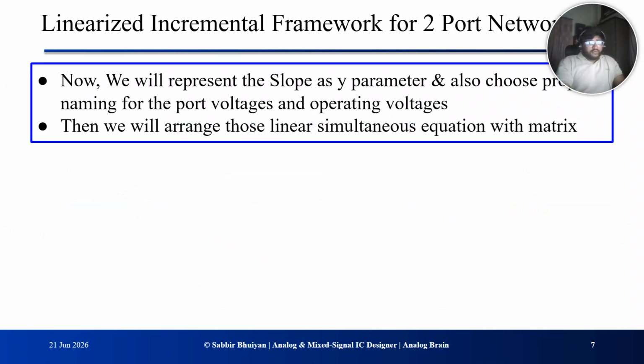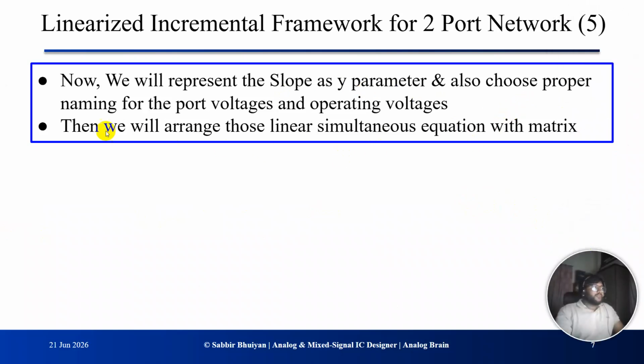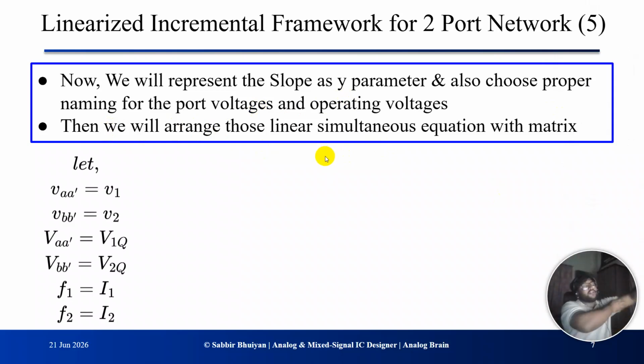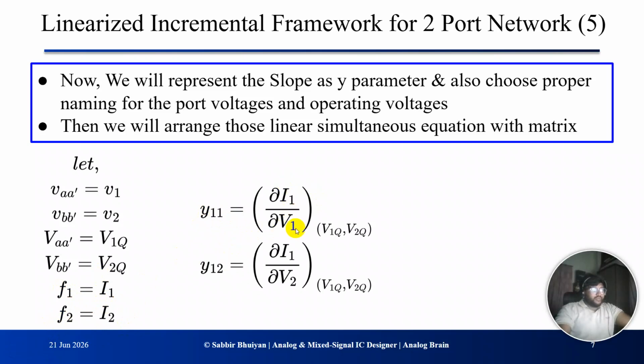So now two clean up steps here. First, naming: we rename the small signal voltages, we represent the slopes as y parameters, and I also choose proper names for the port voltages and operating voltages. Then we will arrange those linear simultaneous equations in matrix form. So let VAA prime be small V1, and VB prime be V2. V1Q and V2Q mean the quiescent point of port 1 and port 2, and this F1 is nothing but I1, and F2 is I2. So Y11 is dou I1 by dou V1 at V1Q, V2Q.